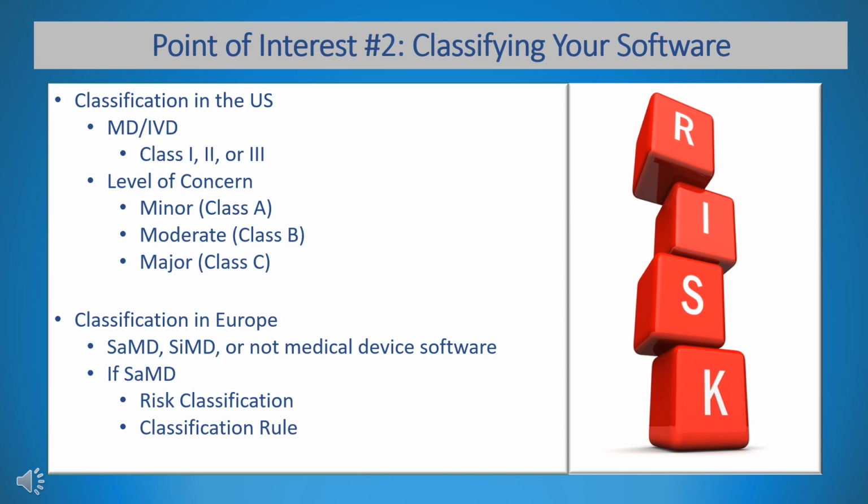In Europe, classification is in two buckets: software as medical device or software that operates within a medical device. If you do decide that your software is software as a medical device or operates as a medical device in its own right, then you will assign a risk classification to it, and then you will also choose the classification rule that best applies.